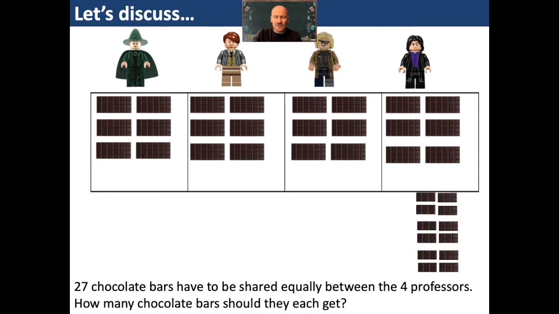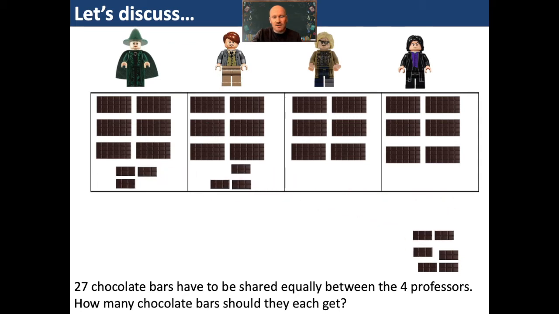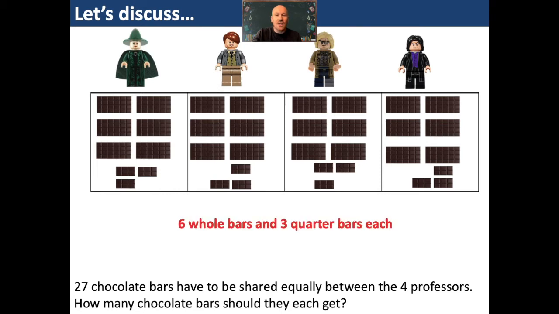So let's get rid of these 3 whole chocolate bars and let's replace each of them with 4 quarters. You can now see I've got 12 quarters altogether, so I can give each of those professors 3 quarters of a chocolate bar. How many chocolate bars do each professor get here? The answer is 6 whole bars and 3 quarter bars.